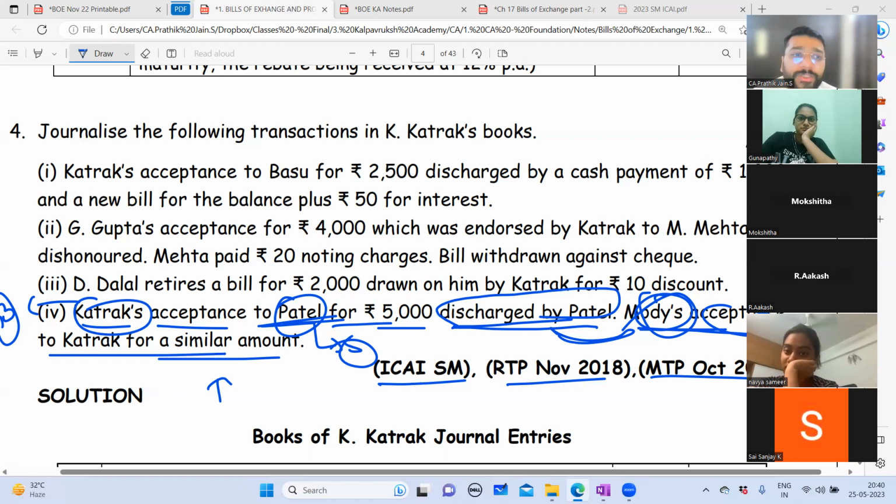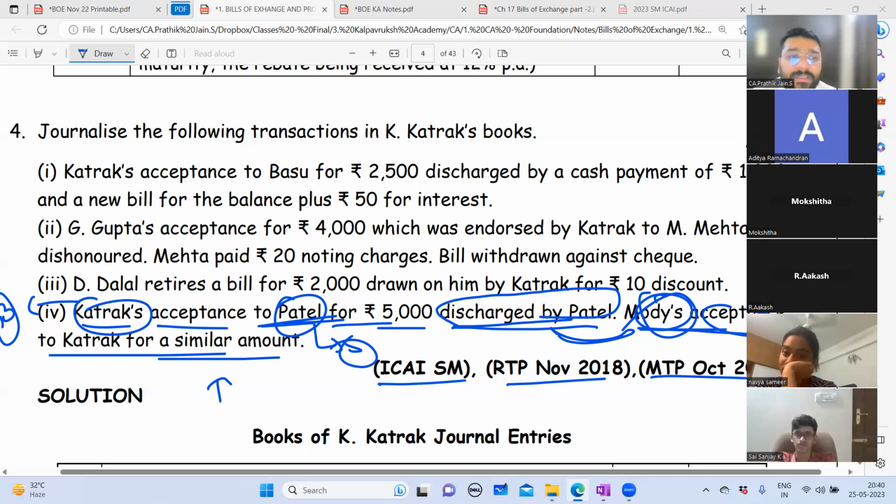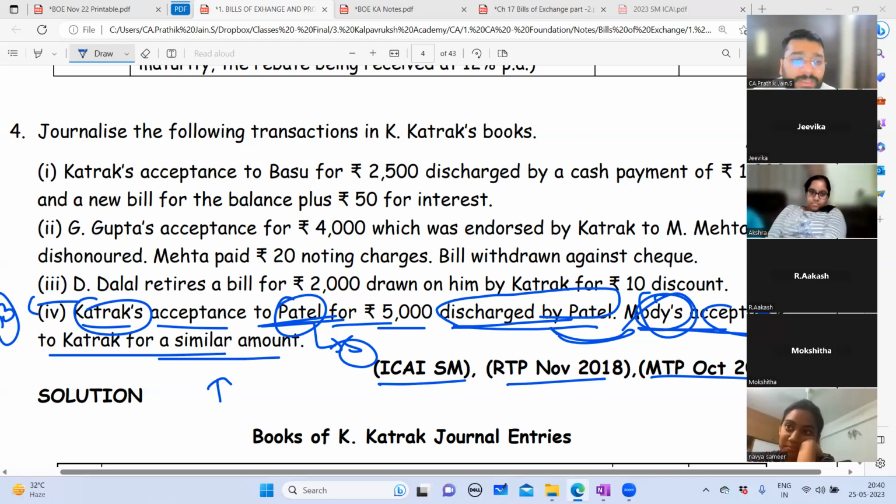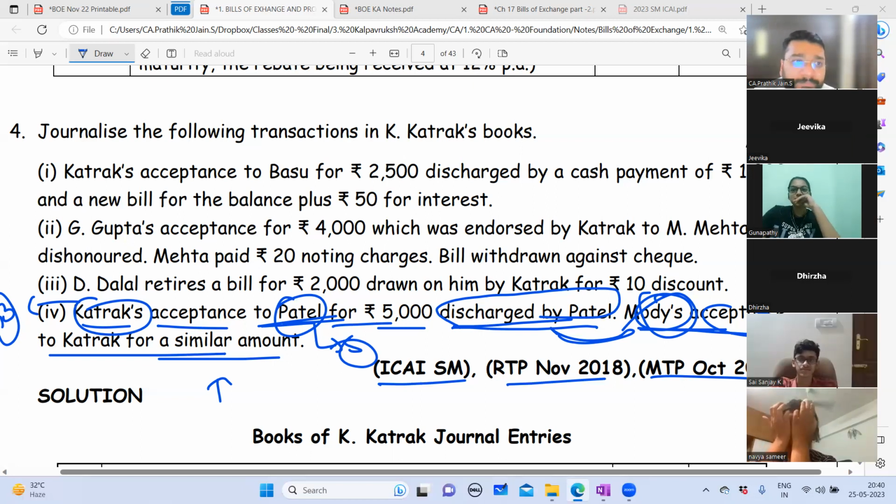Aditya, Akshara, Akash, Driza, Disha, Gunapri. Okay, sir. Janardhan, okay, sir. Deepika, Karunya, Mokshita, Navya. Okay, sir. Sai, Sanjay, Sharina, okay, sir. Srinidhi, Subiksha, Yogi. Okay, not okay? Okay, sir.